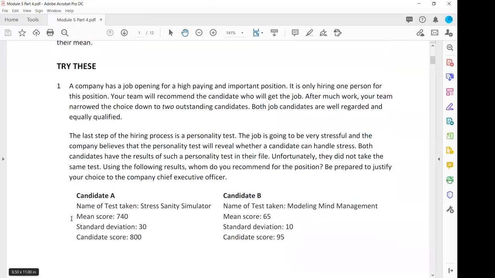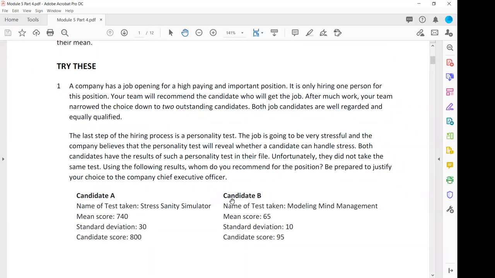Candidate A, name of test taken, stress sanity simulator, mean score. Well, these are important information. Mean, standard deviation, and the X value are given. So the mean score is 740, standard deviation is 30, and candidate score is 800.